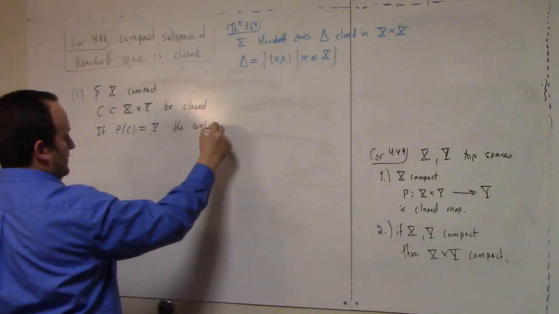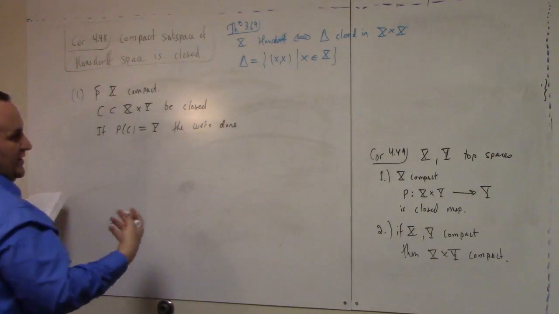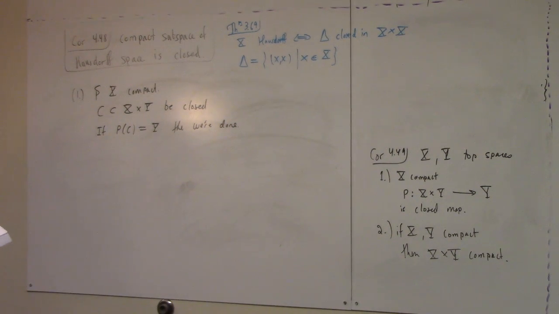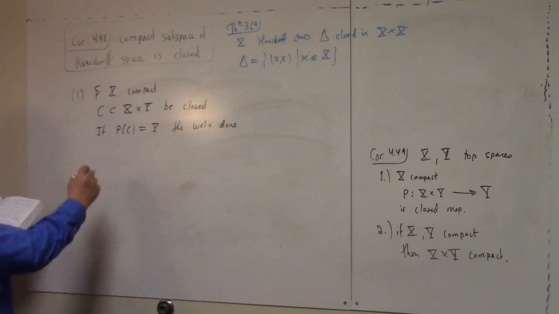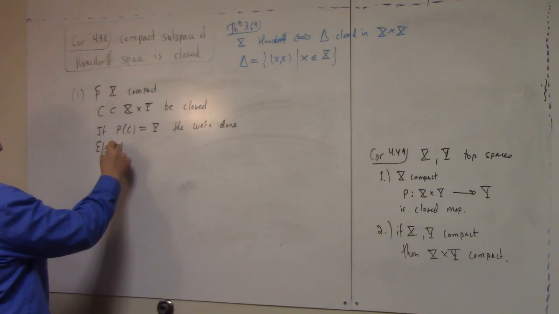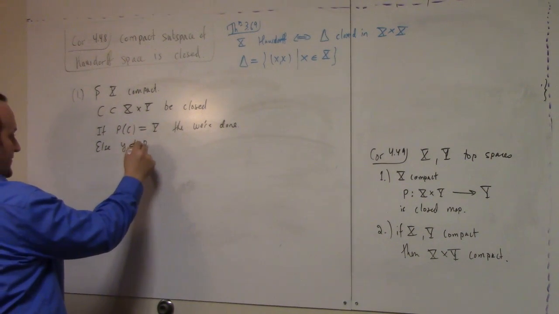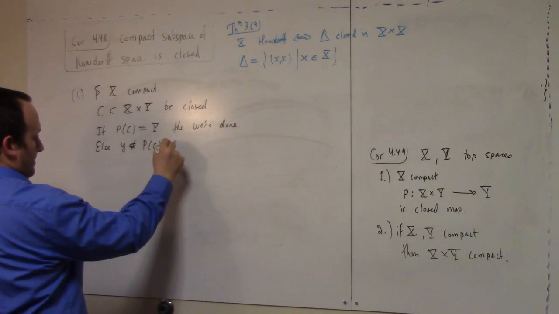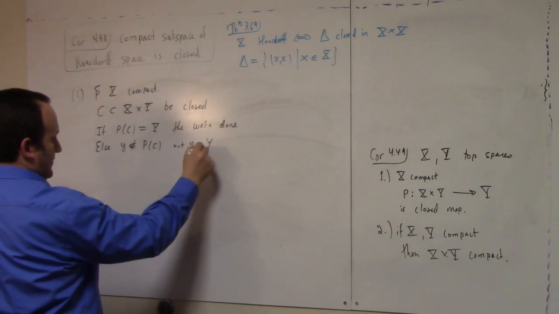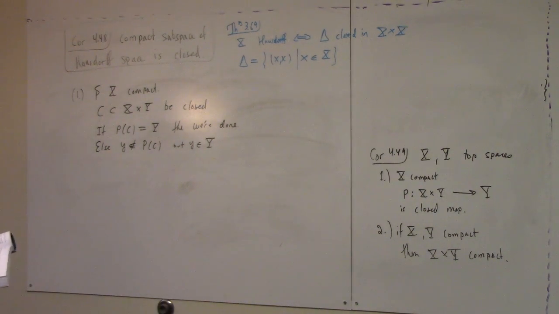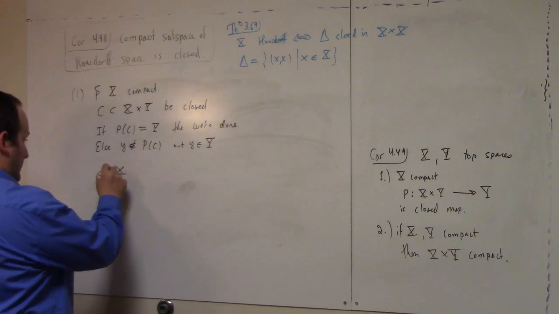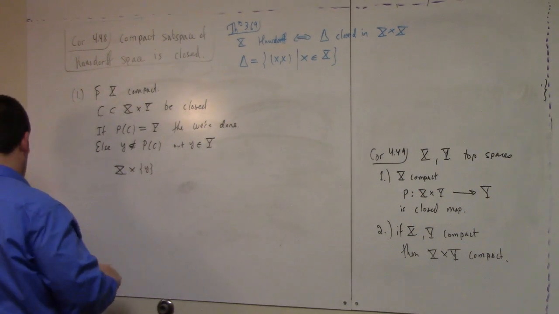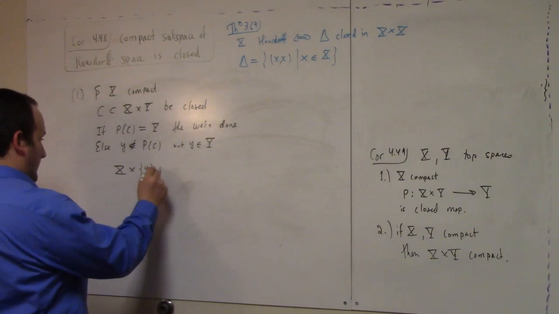Which makes sense, right? Because Y is a topological space, so it's closed, right? Otherwise, what? Let y not be an element of P of C, but y an element of Y, right? Then what? He's like, okay, so if you look at X cross the singleton y, then that's a subset of what?